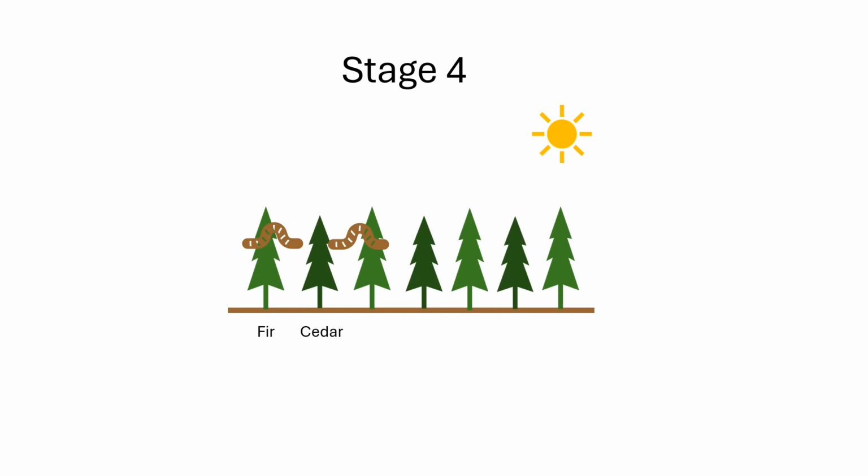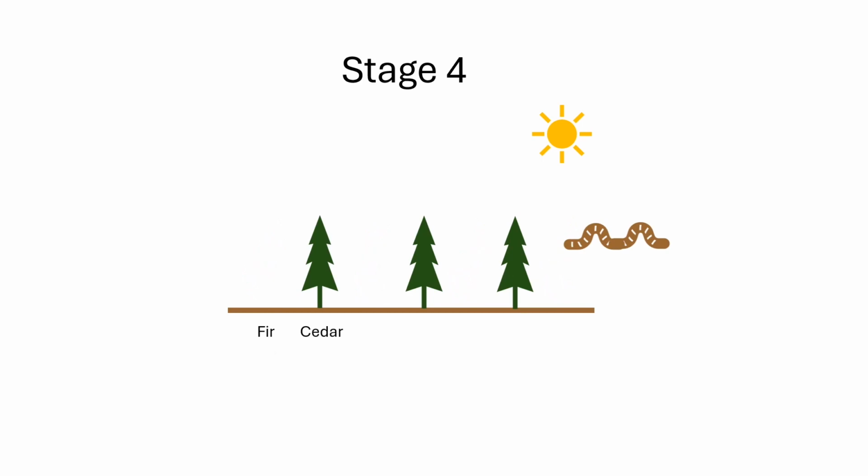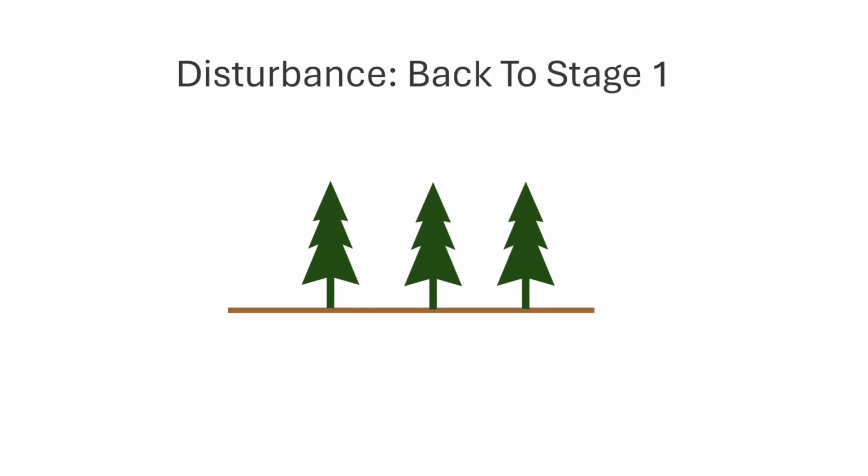So does cedar ever replace fir? Yes. In cases where there are insect infestations, such as the spruce bloodworm, cedar can take the lead. These worms only feed on fir, killing most of the fir species, and cedar can finally take over. The cycle comes full circle, and with another disturbance, like fire, it can go back to stage 1.